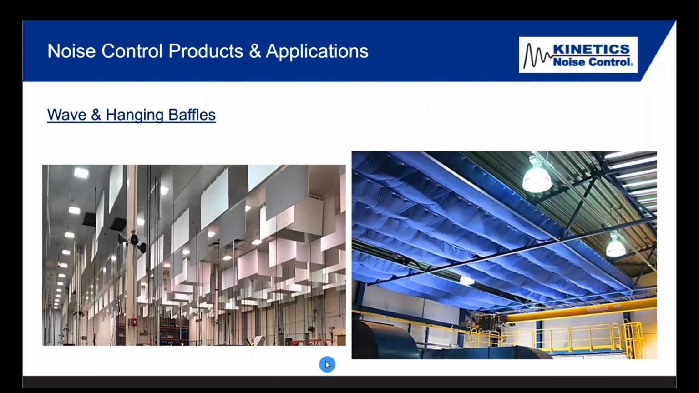Another option in generator rooms or pump rooms or anywhere is wave baffles. You see some wave baffles over here that actually fit in. They don't interfere with the sprinkler system if placed correctly. They don't interfere with the lighting. And the same thing with the hanging baffles here. These are 4 foot tall, 8 foot long. And we can help you decide what coverage you need, what pattern you need, how many you need by running our reverberation analysis internally.